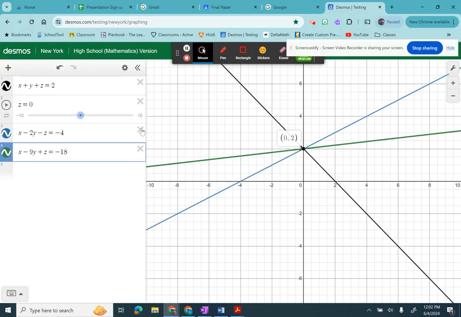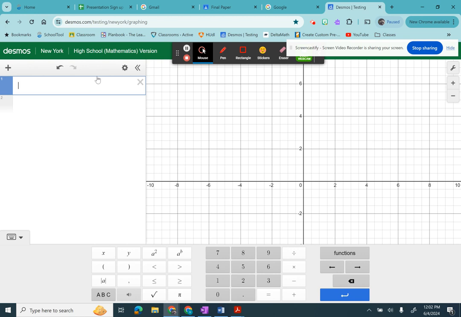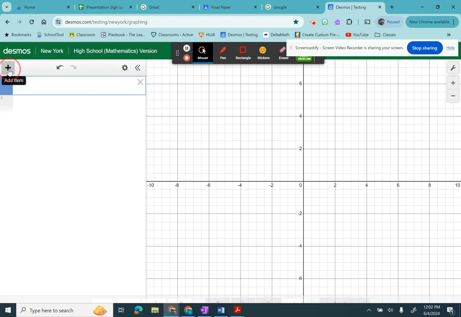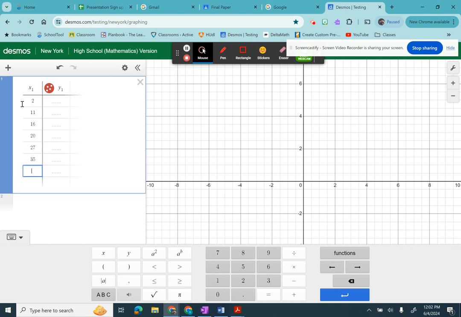So let's go over to Desmos, get rid of all of this junk that's in there, and let's make a table. To make a table, you're going to hit Add, Table. Notice the two columns are already x1, y1, so you could just leave them like that, and type in your data. So 2, 11, 16, 20, 27, 35, 47, 50, and 52.